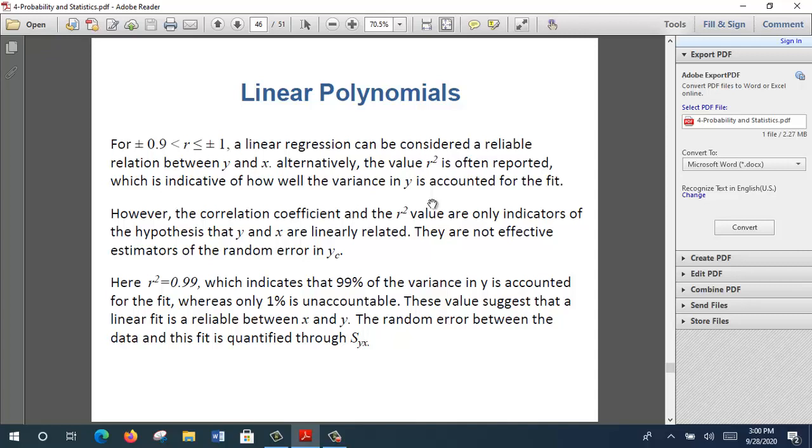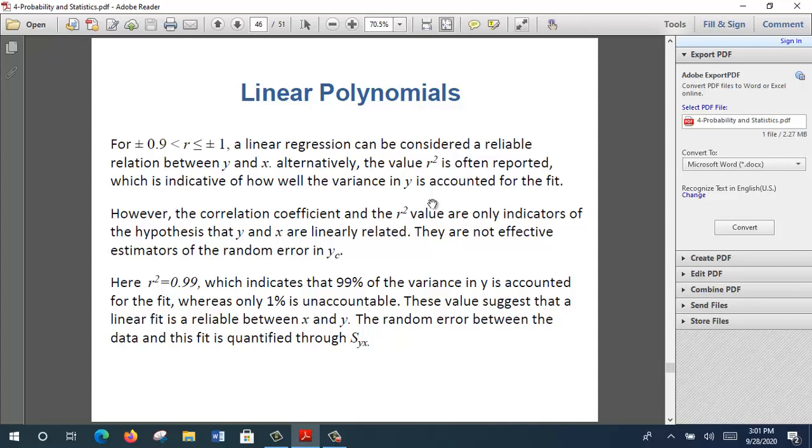Okay, now we go to the linear polynomial. For r between plus minus 0.9 and plus minus 1, a linear regression can be considered a reliable relation between y and x. The value of r square is often reported, which indicates how well the variance in y is accounted for by the fit. So they use the calculation of r square in order to see whether the curve fits accordingly or not.